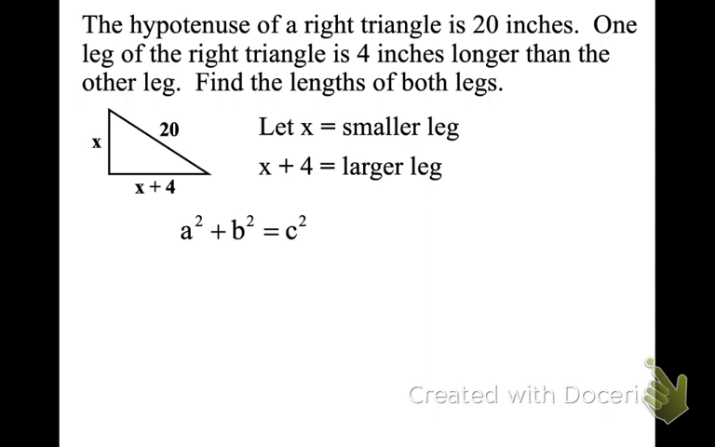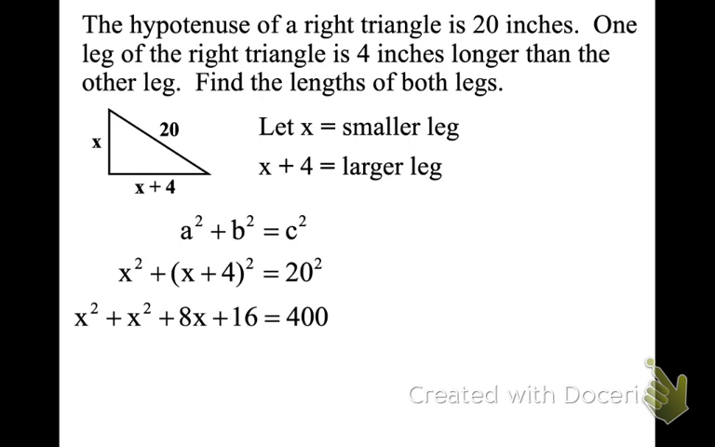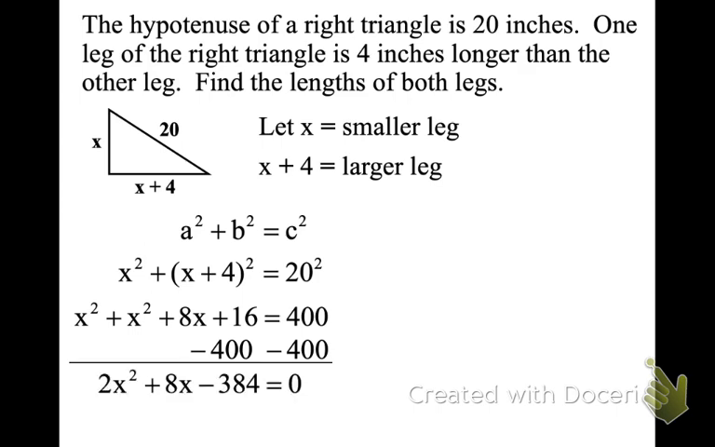So now I'm substituting in x squared plus the quantity of x plus 4 squared equals 20 squared. Remember, when we square the binomial, we're going to get x squared plus 8x plus 16. Remember, this really means x plus 4 times x plus 4. Okay, I'm subtracting 400, and I'm going to divide both sides by 2. And I get x squared plus 4x minus 192.